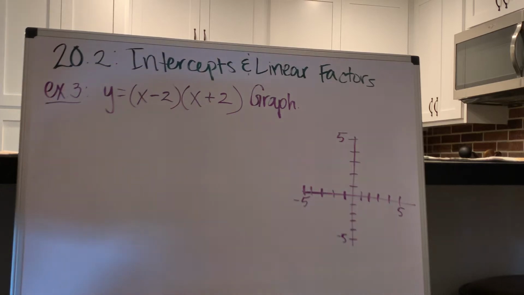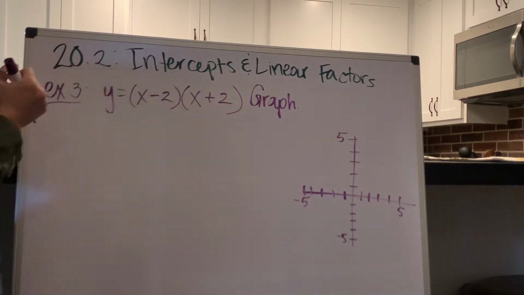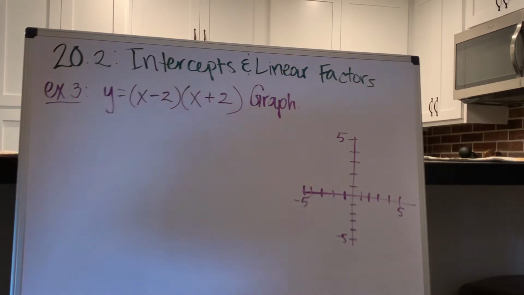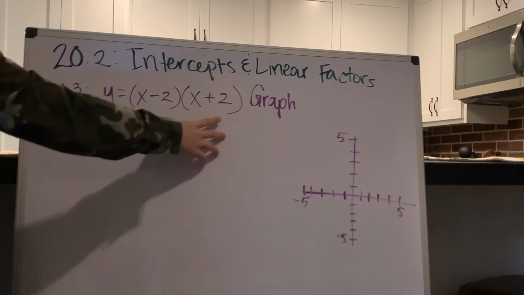The example that we want to look at is example 3 on the 20.2 notes. This is on the second page. What we want to do is look at this equation, y equals x minus 2 times x plus 2, and graph it. There are actually 3 pieces of information that we can gather from this equation.